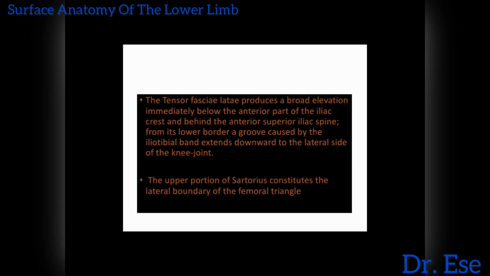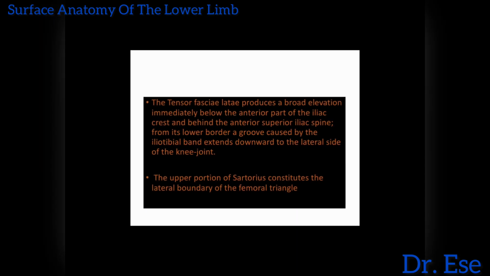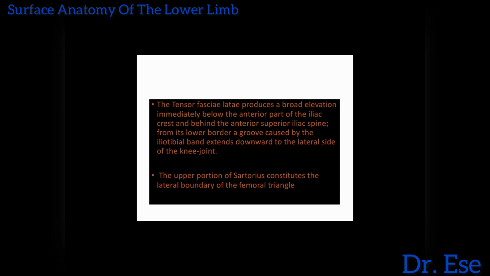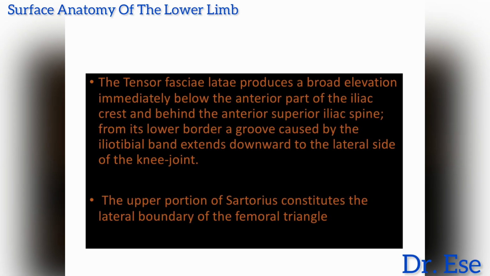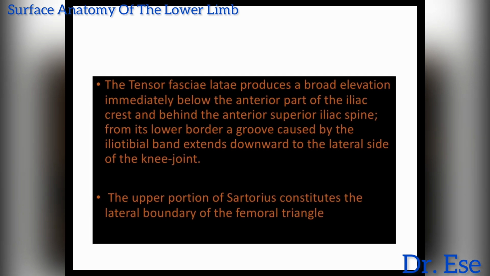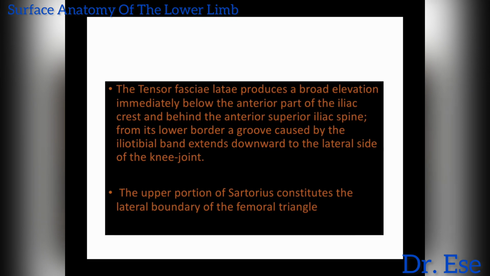The tensor fasciae latae produces a broad elevation immediately below the anterior part of the iliac crest and behind the anterior superior iliac spine. From its lower border, a groove caused by the iliotibial band extends downward to the lateral side of the knee joint. The upper portion of sartorius constitutes the lateral boundary of the femoral triangle.